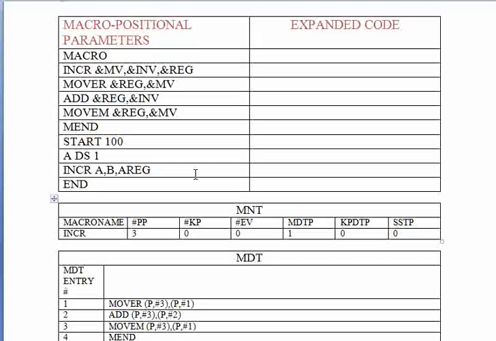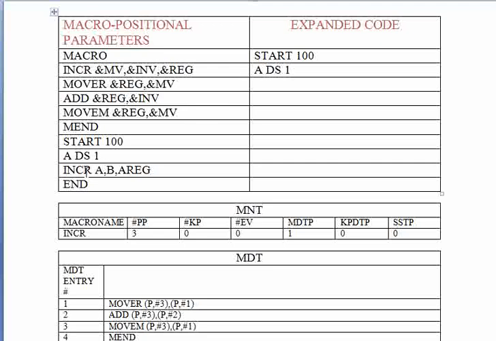Since they do not match, it will copy that line as it is. The macro processor copies that line as it is because it has concluded that this is not a macro call. Next it looks at ADS1 and compares DS with the name of the macro INCR, which does not match, so it writes the line as it is.